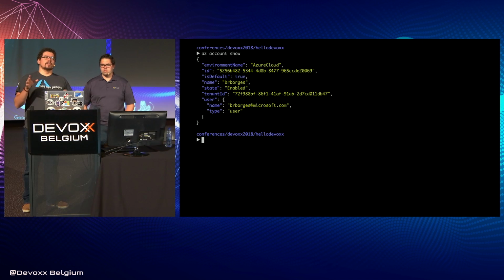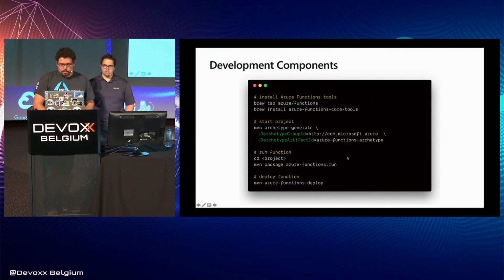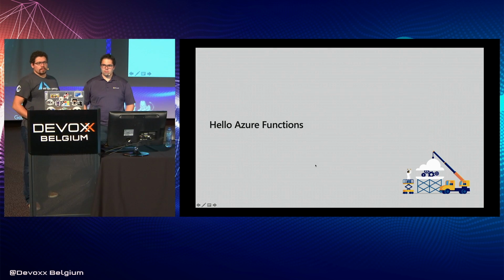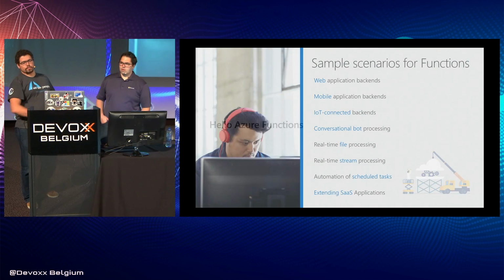If you do have one subscription that has multiple developers working on it, then what you can do is have a principal, a credential, and then you can share that information with multiple developers. So that was the very basic hello world of Azure Functions. Perfect.